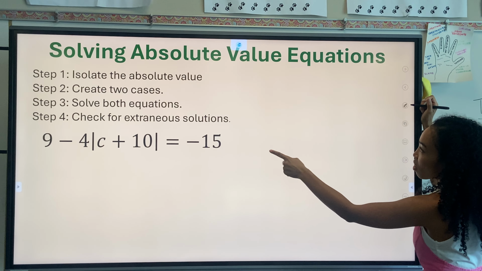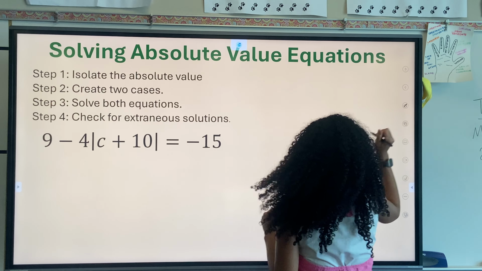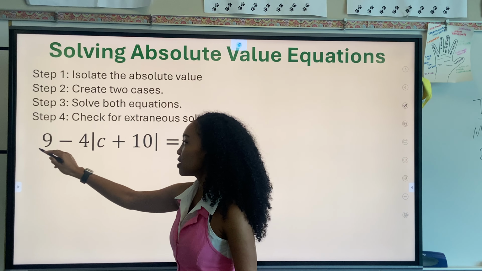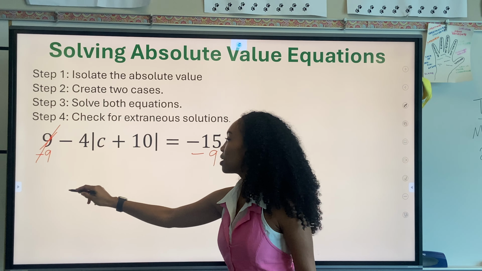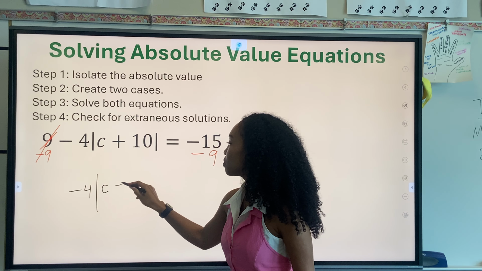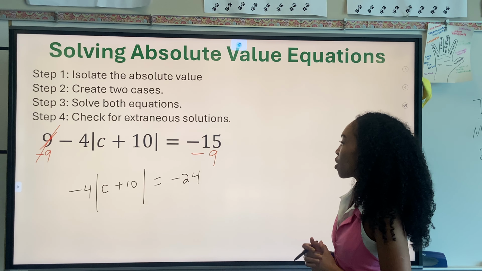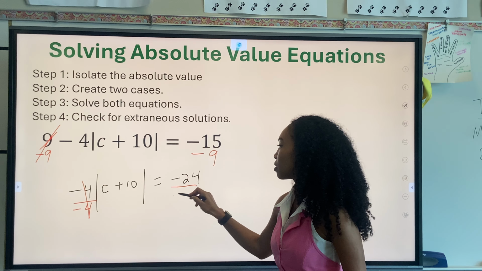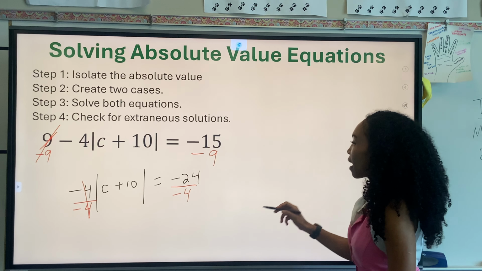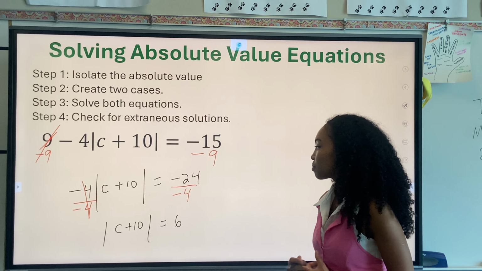The very first step on solving absolute value equations is to isolate the absolute value. So first, I need to get rid of this 9 using subtraction. So I am left with -4 absolute value of c plus 10 equals -24. From here, I'm going to divide both sides by -4. So now I have the absolute value of c plus 10 equals 6.